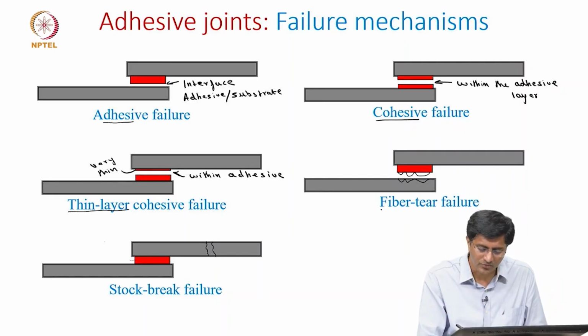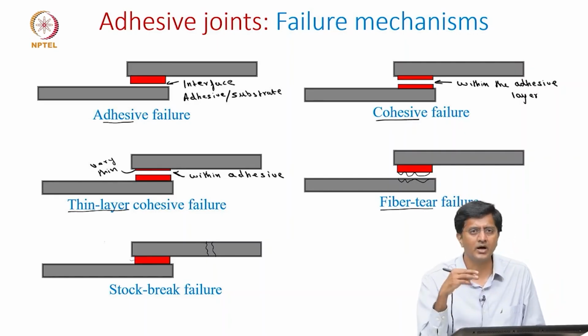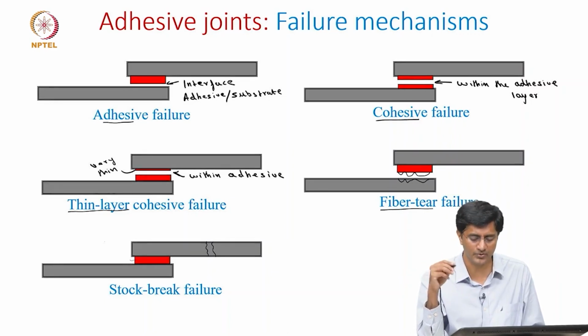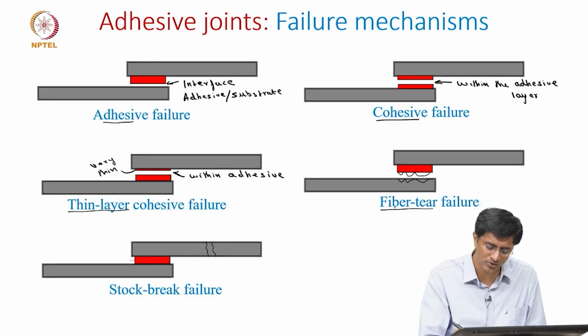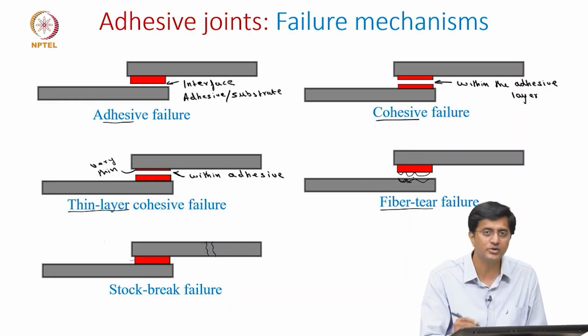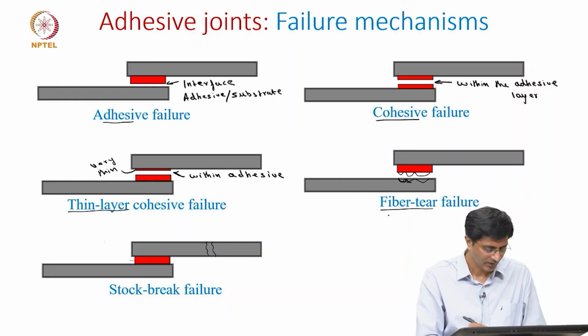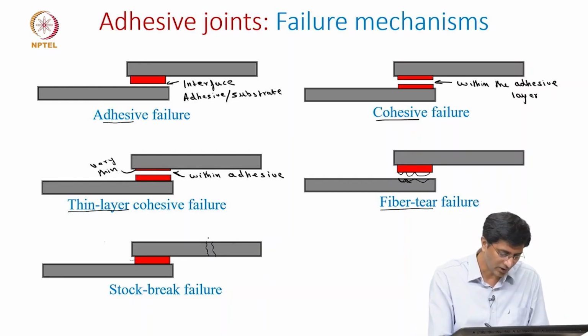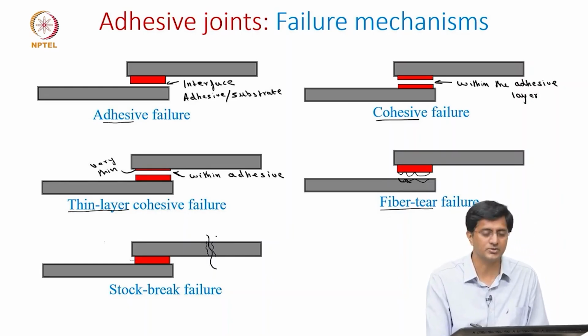And the other is a fiber tear mechanism, because unlike metallic joints where the metals are much stronger compared to the adhesive, in the composite joints, the strength of the composite is comparable with the adhesive, meaning sometimes the failure can also happen in the composite. So here is one example where we are showing the failure is in the composite and it tears a few of the fibers. And lastly, we are saying the failure occurred somewhere in the middle of the substrate, which we call the stock break failure.